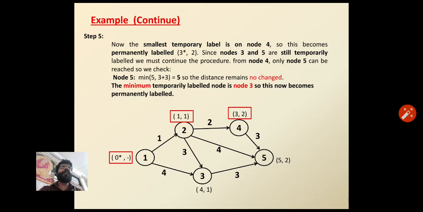which is connected directly to 4, that is 5. So, the minimum value of node 5: 5 is the old value, new value is 3 plus 3, that means 6. So, what is the minimum value? Minimum value is 5. So, distance remains unchanged because the new value is greater than the old value. So, we can leave no change. The minimum temporarily labeled node is node 3. So, this becomes a permanent label.